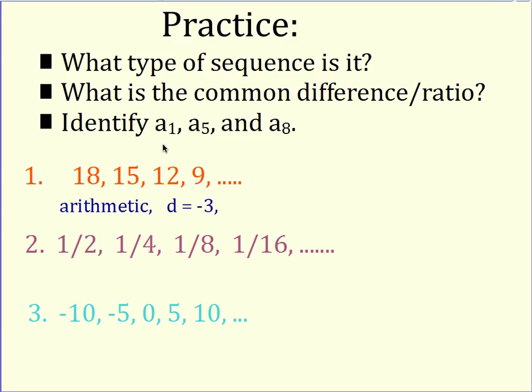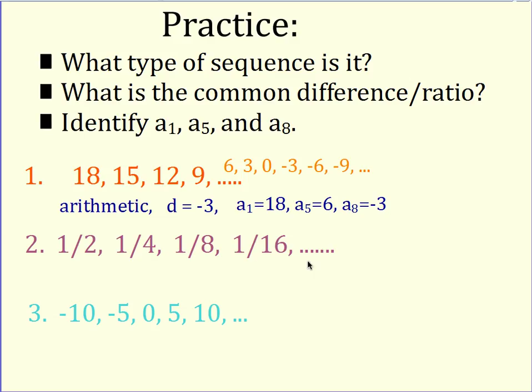Then it asks us to identify a sub 1, a sub 5, and a sub 8, the first, fifth, and eighth term in the sequence. We can already see the first term, but to identify the fifth and the eighth term, we need to extend our pattern just a little bit. Now I can say a sub 1 is 18, and I can count over 1, 2, 3, 4, 5. The fifth term is 6, and the eighth term is -3. So I would say a sub 1 equals 18, a sub 5 equals 6, and a sub 8 equals -3.